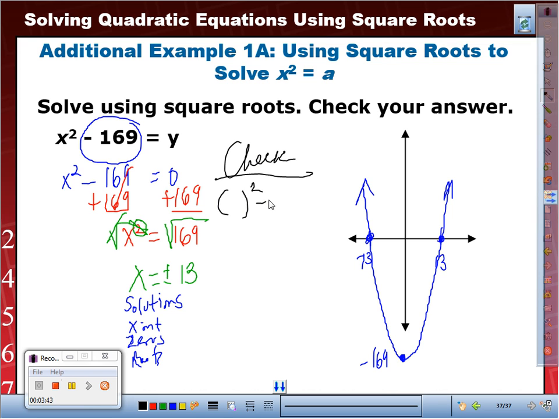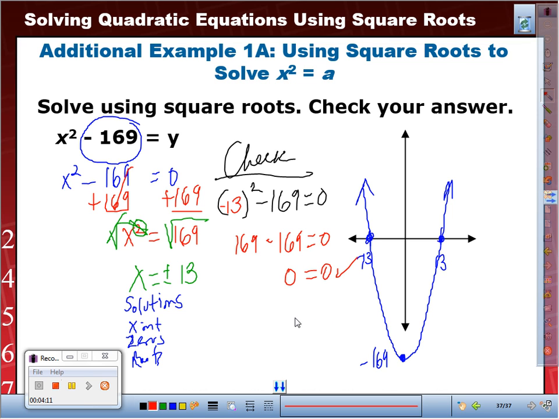Parentheses squared minus 169 equals 0. Which one of these would you like to test? Negative 13 or 13? Doesn't matter because when it's squared, the answer is always positive, right? So I'm going to test negative 13. Negative 13 times negative 13 is 169. Bring down minus 169 equals 0. So this is 0 equals 0, which is true.